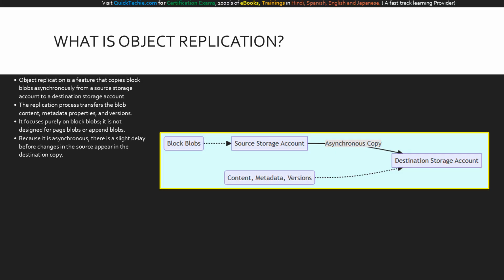Let's start with the definition. What exactly is object replication? In Azure, object replication is an automated feature that copies your block blobs asynchronously from a designated source storage account to a destination storage account. When you configure this, Azure doesn't just copy the file itself. The replication includes the blob's content, its metadata properties, and even its previous versions.